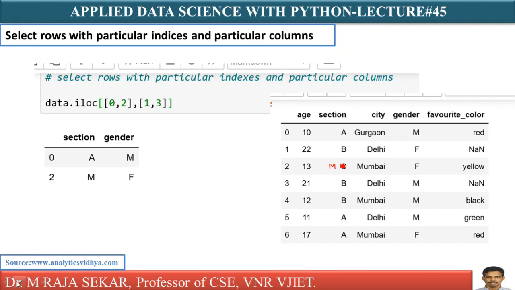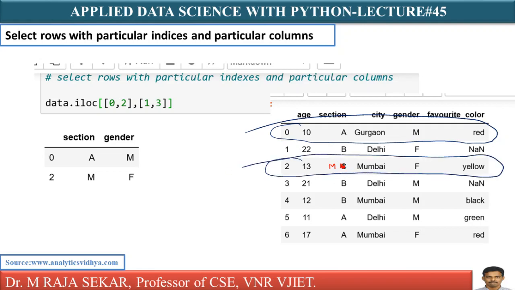iloc 0, 2, 1, 3. What does it mean? 0, 2 means the 0th row and the second row. This is the 0th row, and this is the second row. This one is updated. That's why I wrote like this. Why? Because I took the old data frame, the first data, but in between it is updated. Now what's happening? 0 to 2, 1 to 3. Yes, this one is 0, this one is 1, this one is 2, this one is 3, 4, isn't it?